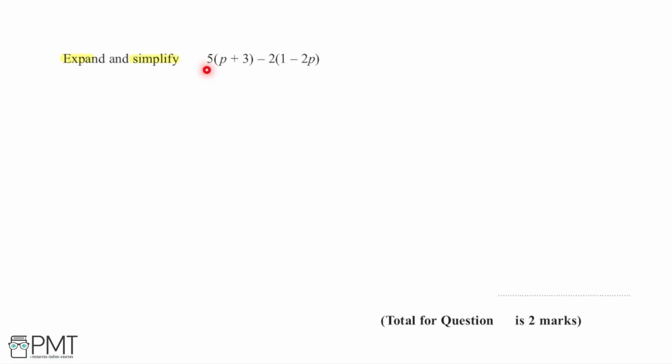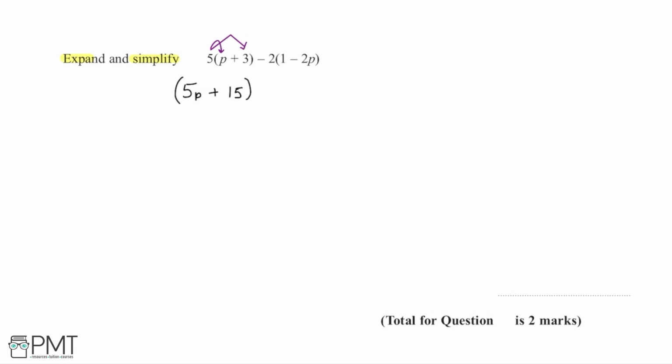So if I take this first bracket first, I need to multiply p plus 3, the bracket, by 5. And I can do that by taking 5 and multiplying it by p and then 3 separately. So 5 multiplied by p plus 5 multiplied by 3. So 5 multiplied by p gives me 5p plus 5 multiplied by 3 gives me 15. I'm just going to put that in brackets because that represents what I've just done there with the first bracket.